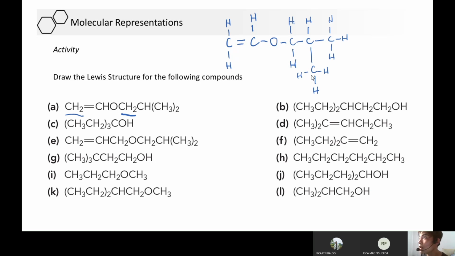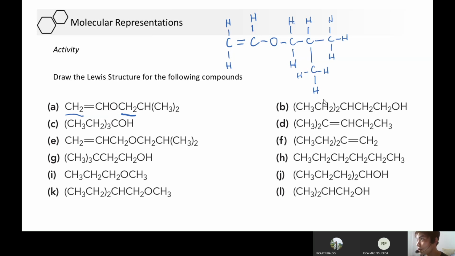So, ganun yung pattern. Basta always keep in mind the octet rule, no? And the valency. Ayan, kailangan matic na siya, no? Na si carbon, 4 lang pwede. Pag lumagpas, medyo complicated na. Doon tayo sa simple lang. So, 4 na bonds lang kay carbon, oxygen, 2, hydrogens, 1 na. Okay, so yun. So, that's for letter A, no?